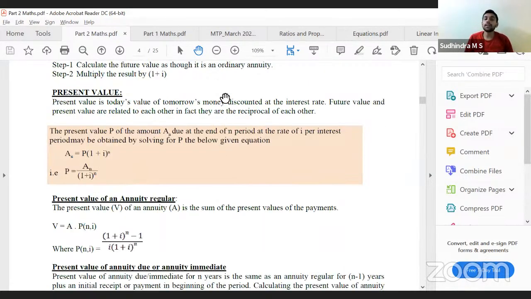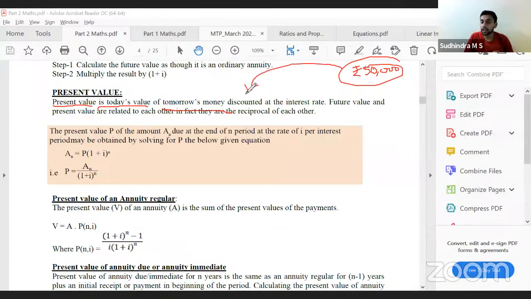Next one, present value. Now, what is present value? Present value is today's value of tomorrow's money. Now, if I know that in future, after 5 years, I'm receiving 50,000, what is this 50,000's value today? That is called present value.